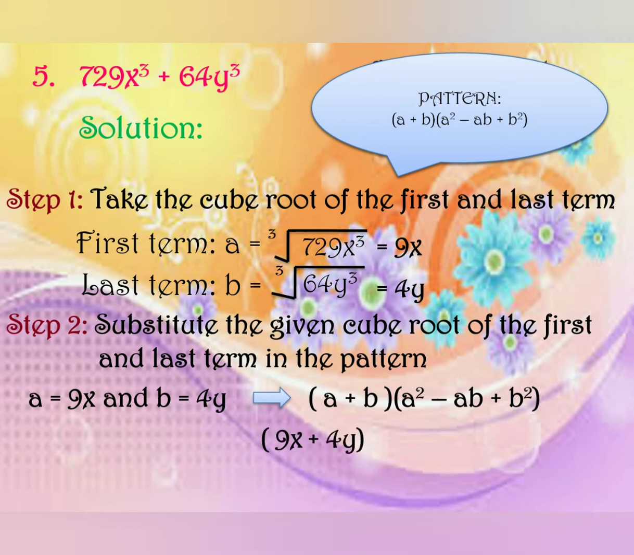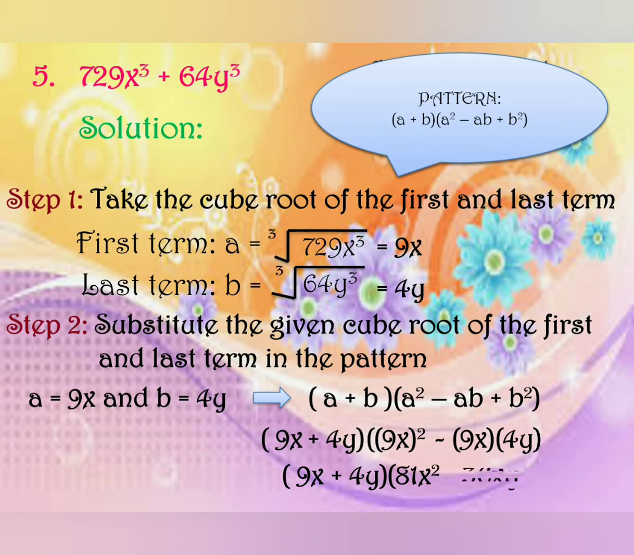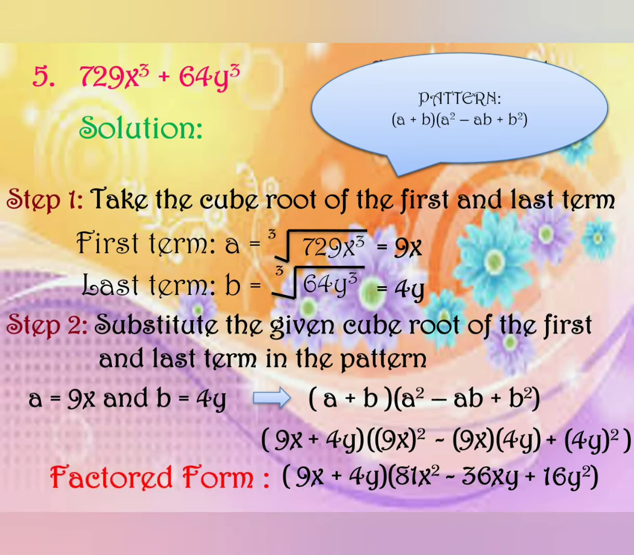So quantity 9x plus 4y times quantity 9x squared, which equals 81x squared, minus 9x times 4y equals negative 36xy, plus 4y raised to 2 equals 16y squared. So the factored form of 729x cubed plus 64y cubed is quantity 9x plus 4y times quantity 81x squared minus 36xy plus 16y squared.